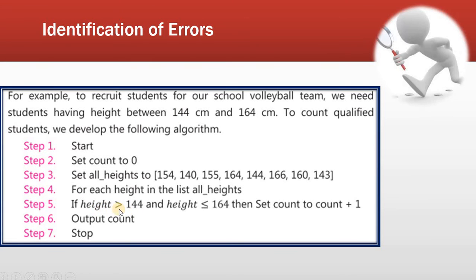Here we are writing that height is greater than 144. It should be greater than or equal to 144 because we have to start from 144. Okay, so it should be greater than or equal to 144. So these are the errors which we have found in this algorithm.